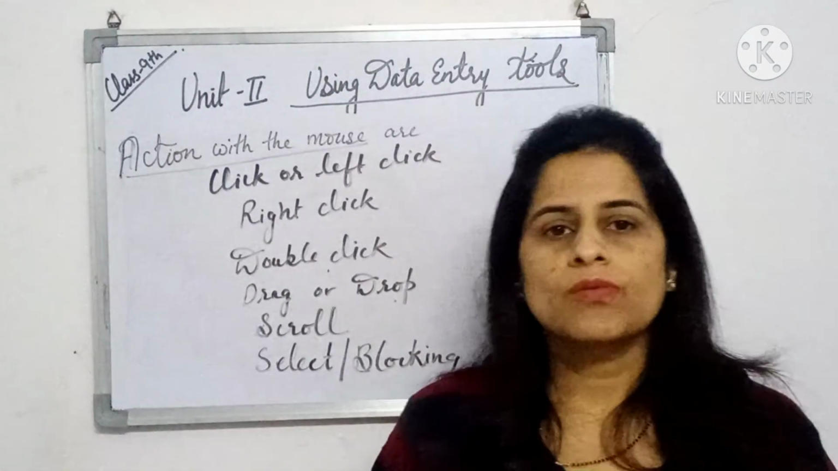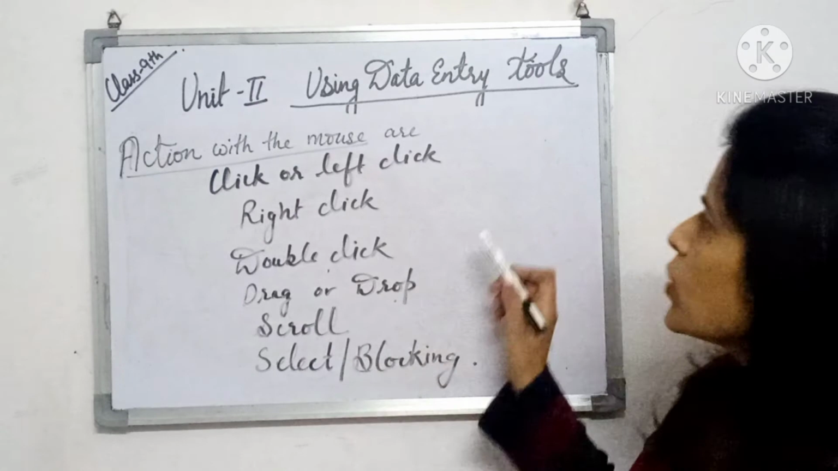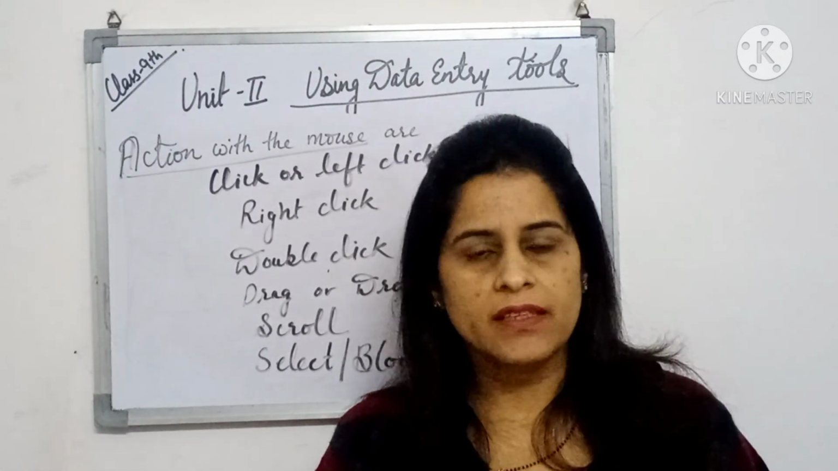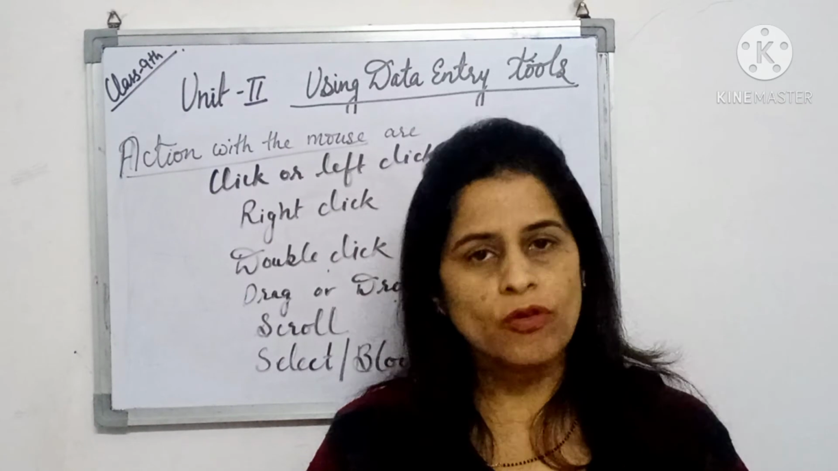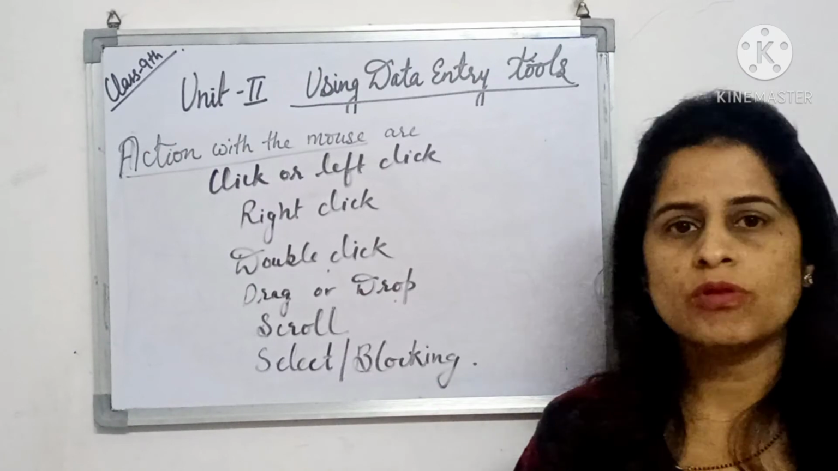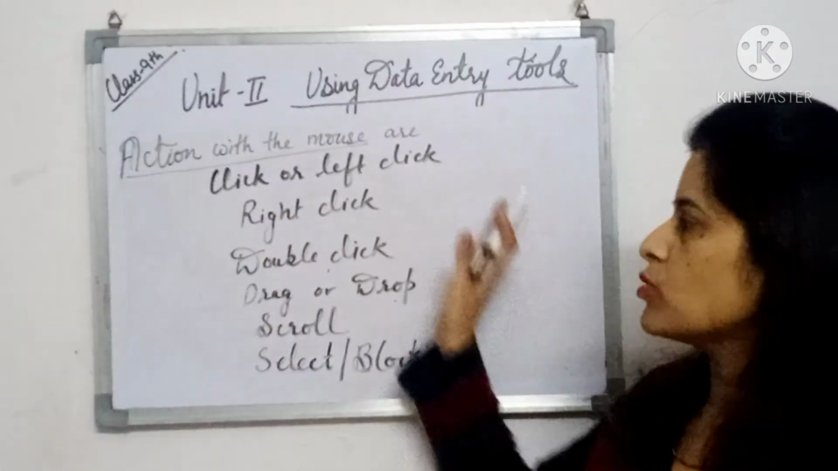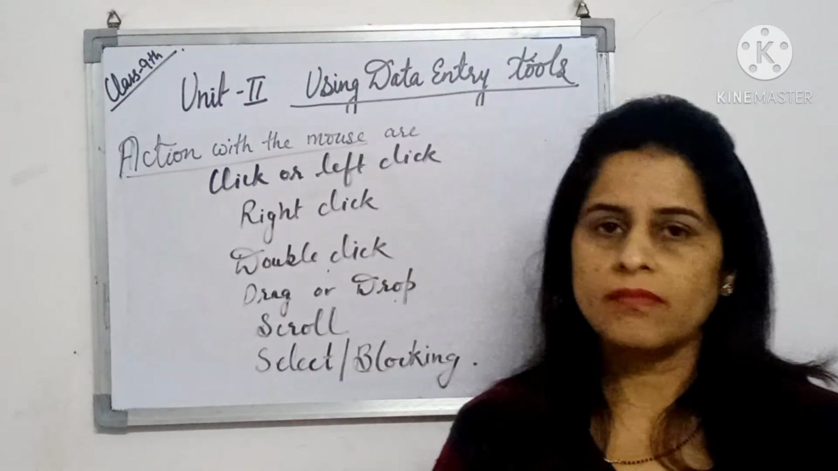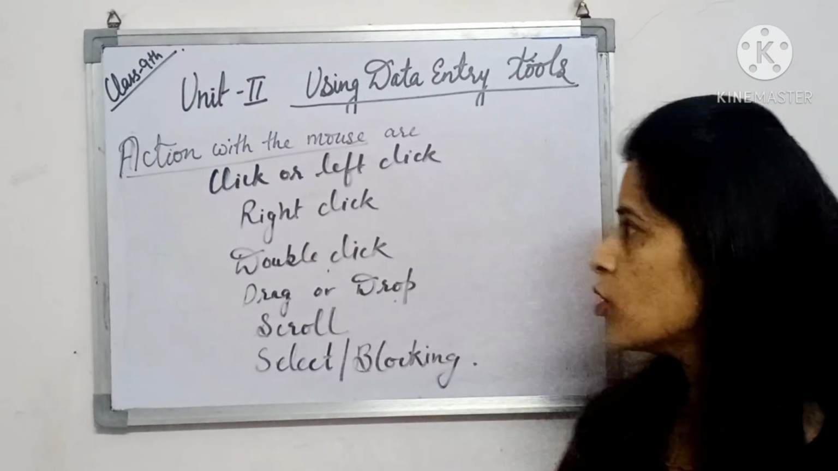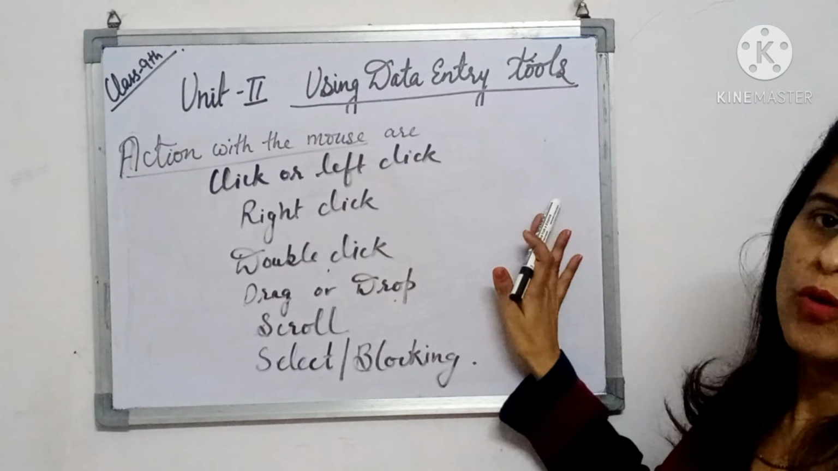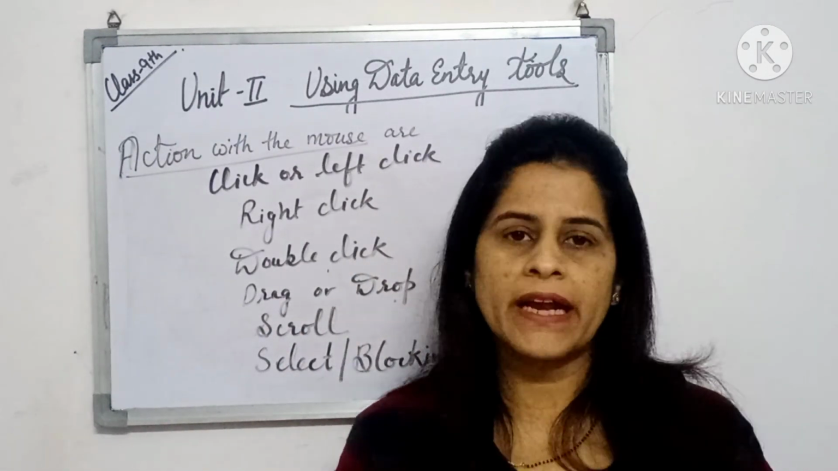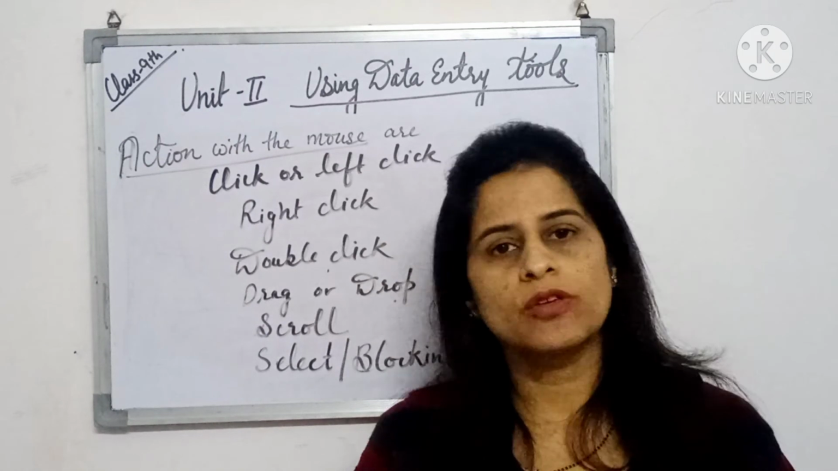So these are the topics that are associated with using data entry tools. First is what are keyboards and how many keys are there. Second, what rules you have to follow when you are doing the typing. And third is what is the mouse, how many types of mouse, and what are the actions associated with the mouse. I will send the questions of this and you have to write down the answers in your notebook also. So this was all about your unit second, and today our syllabus of your IT is finished, and now we are going to start our test.